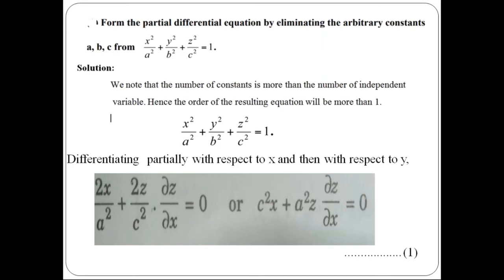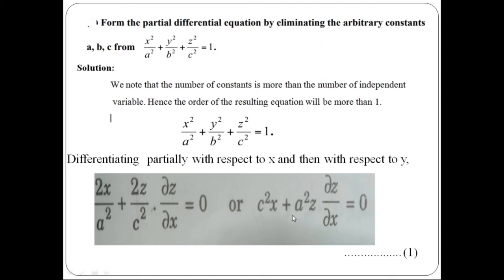Now, the equation is x square upon a square plus y square upon b square plus z square upon c square is equal to one. Now I can differentiate with respect to x. What will be the derivative here? x square gives 2x upon a square. With respect to y, when I differentiate with respect to x, it will be 0, because for y, x will be treated as constant. Now what is the derivative of z? Sometimes students write 0. But no, you should remember that z is a function of x and y. So the derivative here will be 2z upon c square into curl z by curl x, equal to 0.